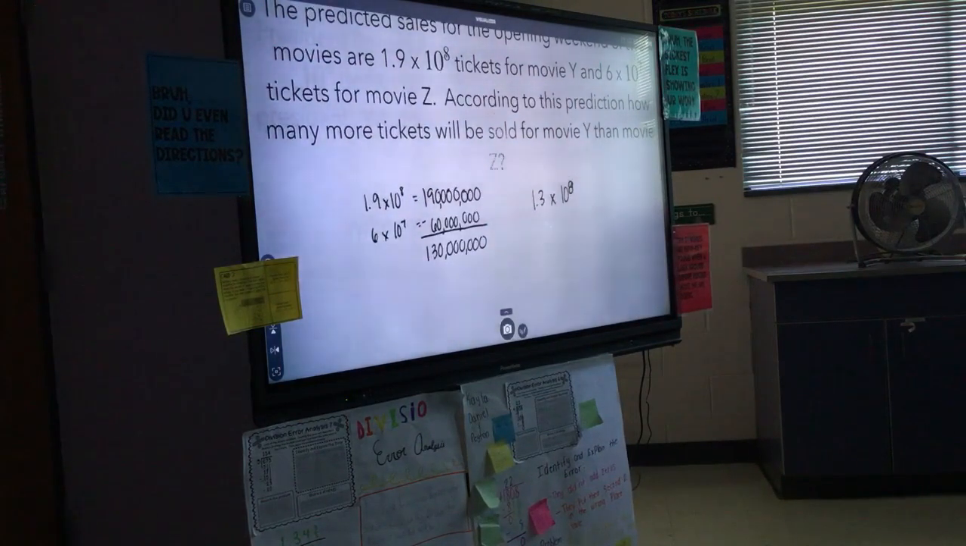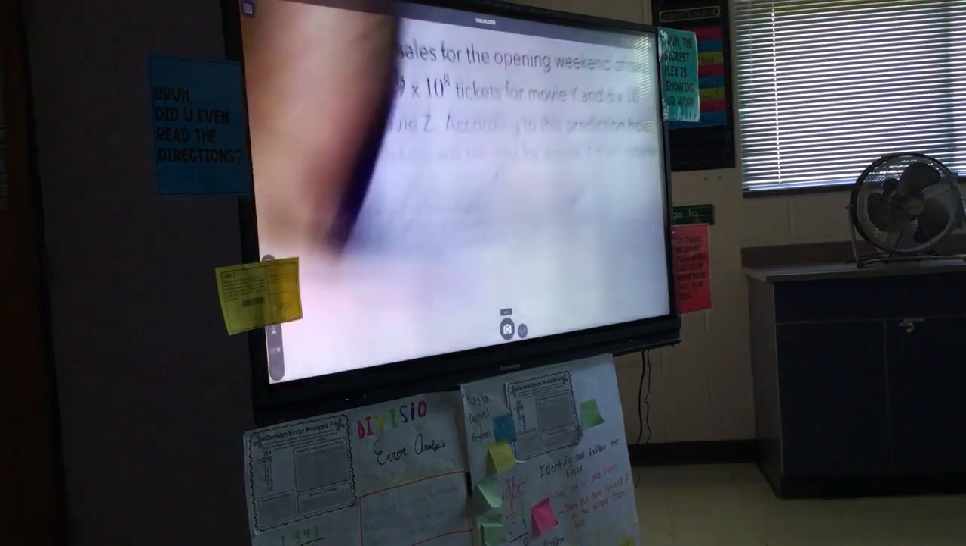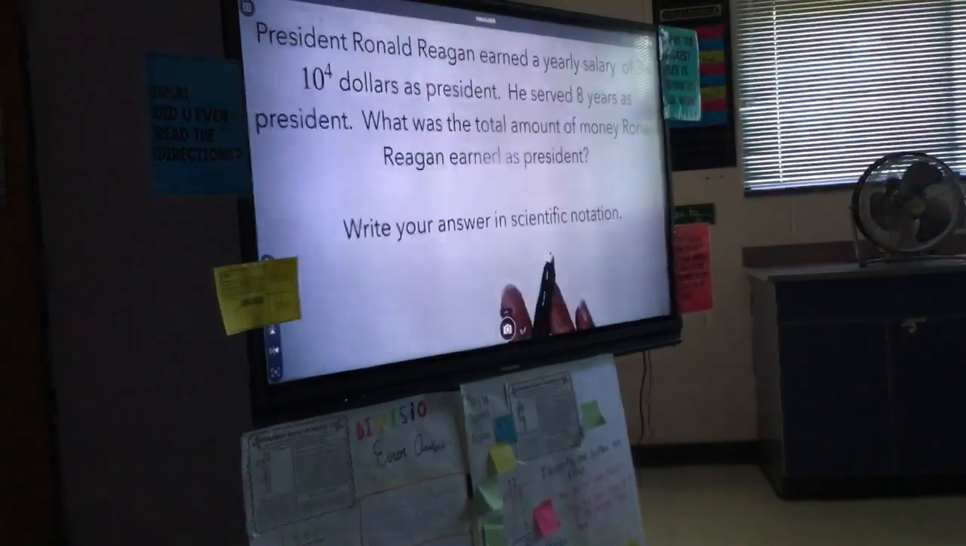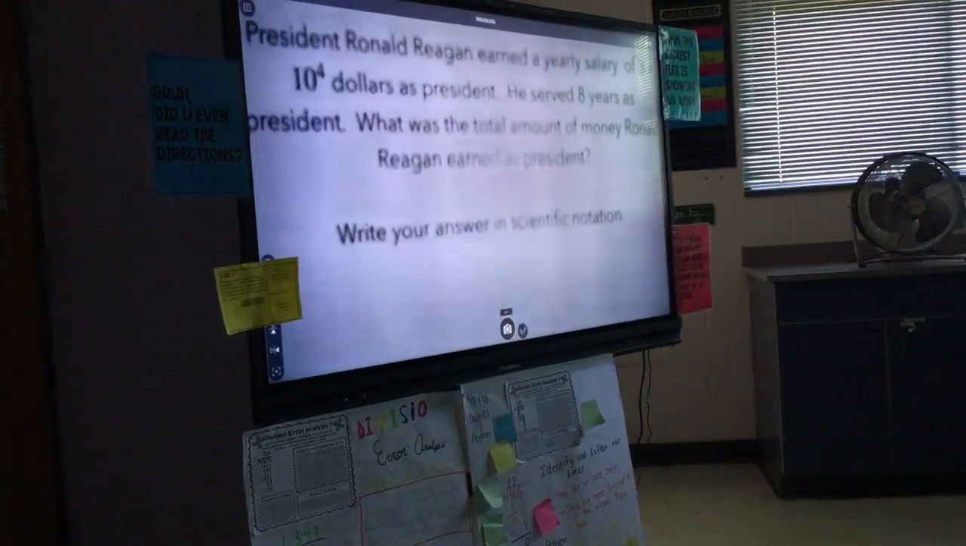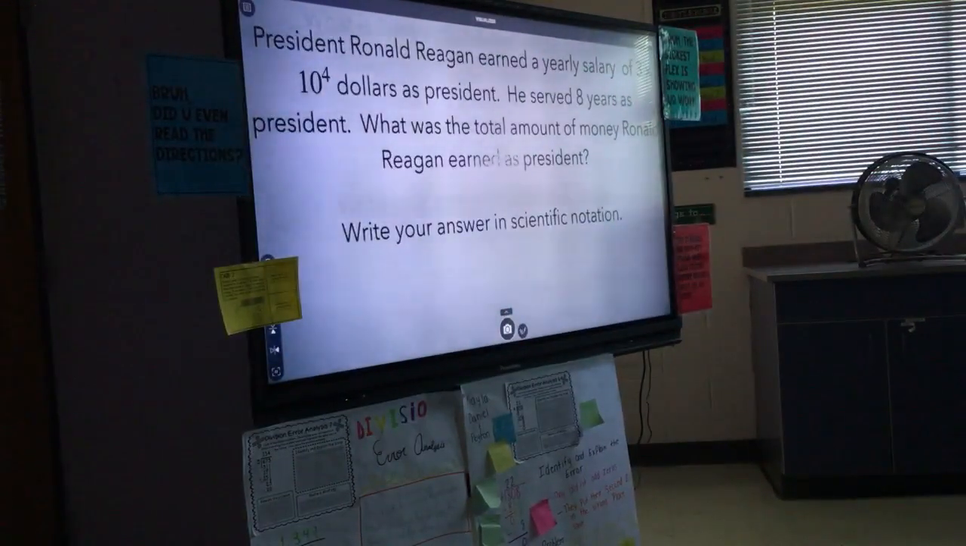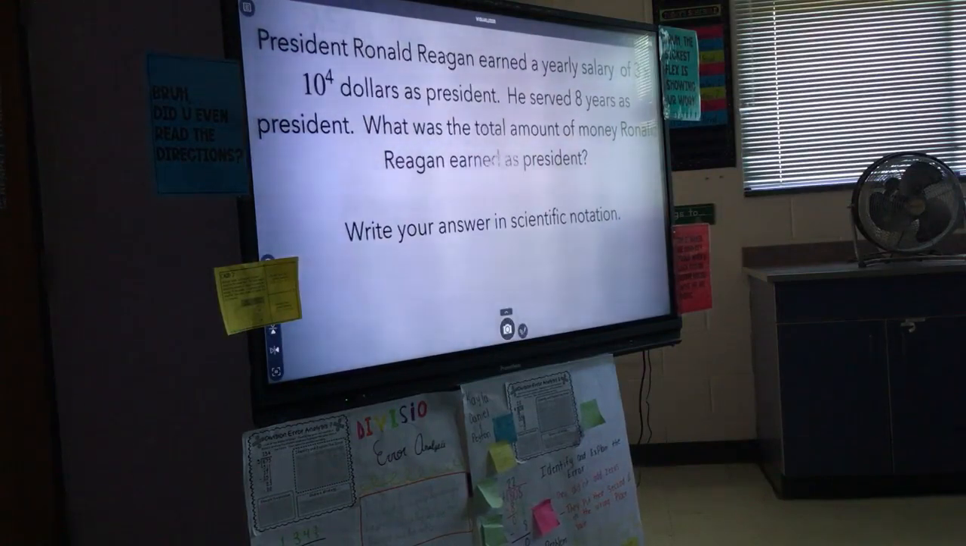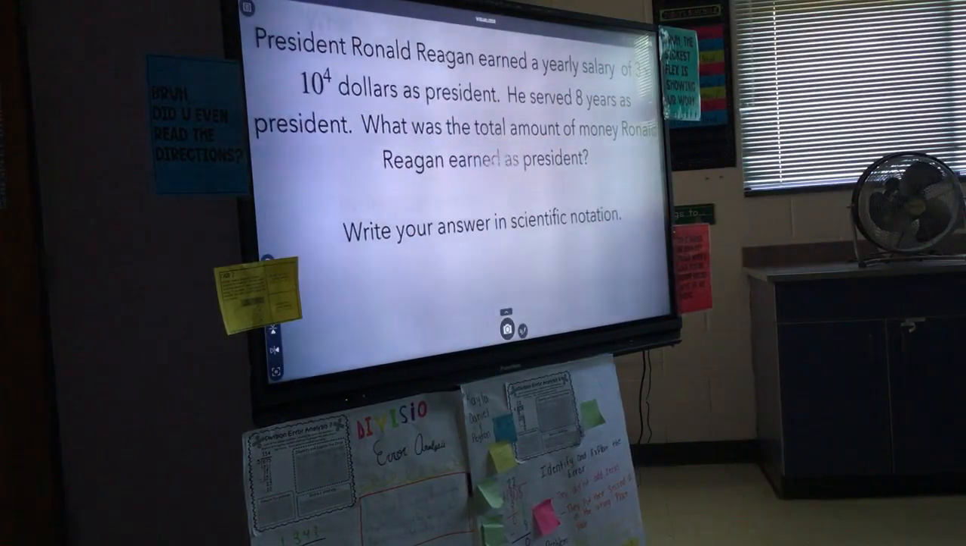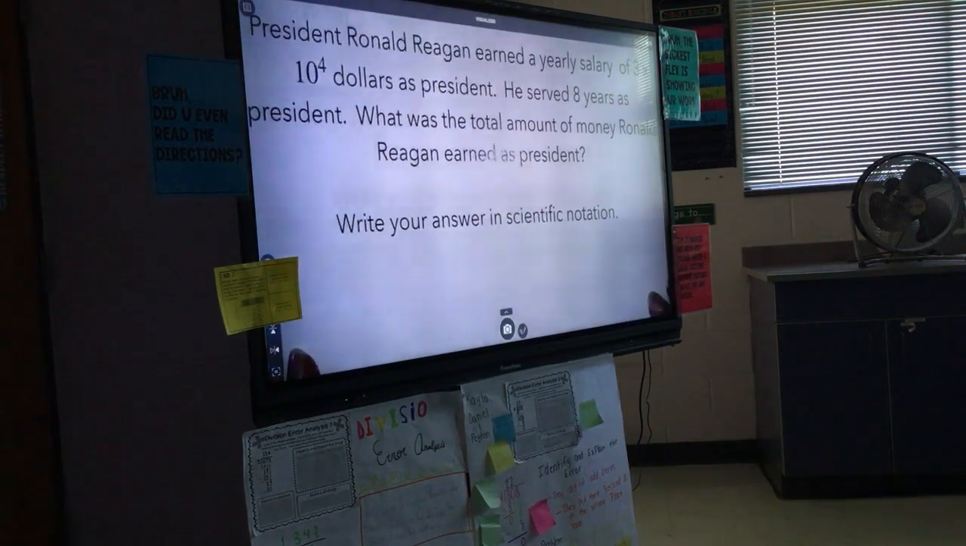There are a couple different versions of how to solve this. This is not the only way, this is just one of the ways. Going on to number 15. It says President Ronald Reagan earned a yearly salary of 3 times 10 to the 4th dollars as president. He served 8 years as president. What was the total amount of money Ronald Reagan earned as president? And then write it in scientific notation. Stand up when you have your answer.